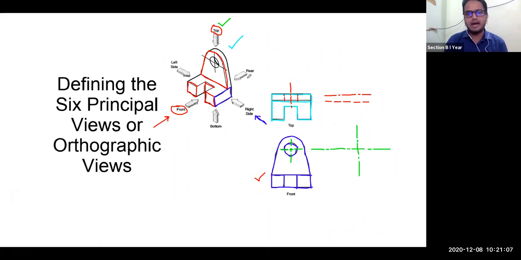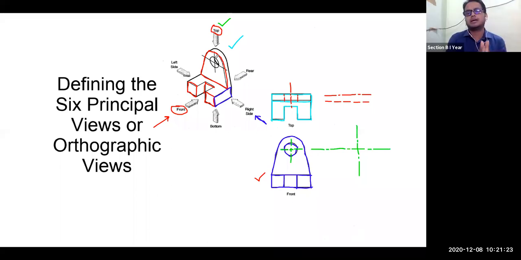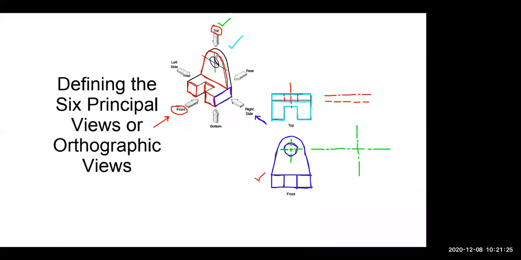That hidden line is representing this hole. Try to see, if you are looking at it from the top, will you be able to see that hole? No, you will not be able to see that hole, but that hole is still there. So to represent that hole, we need to use that hidden line.